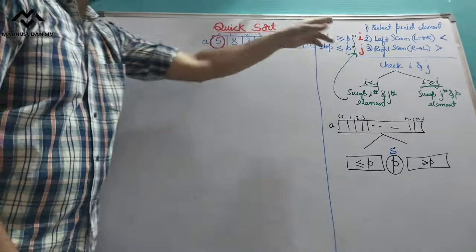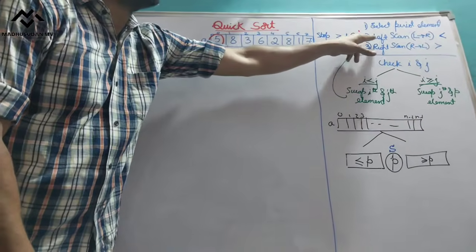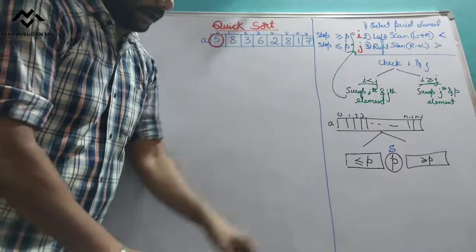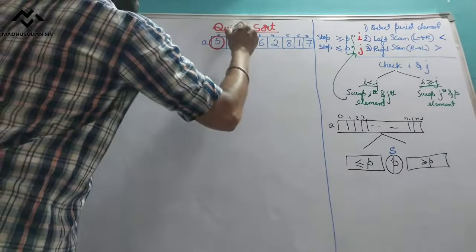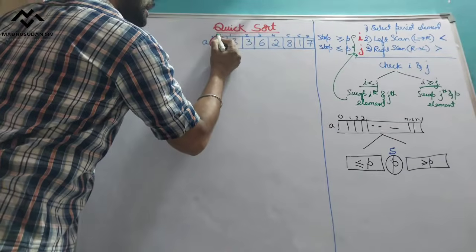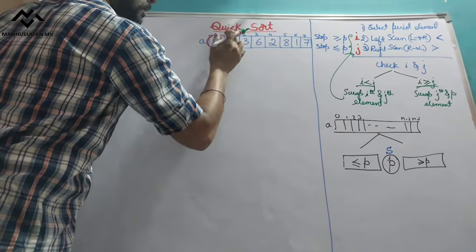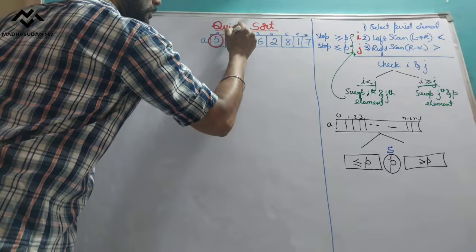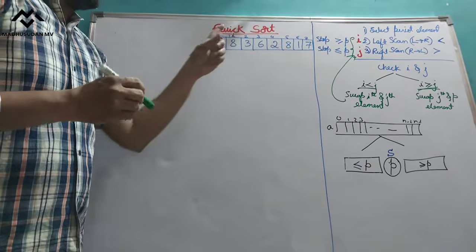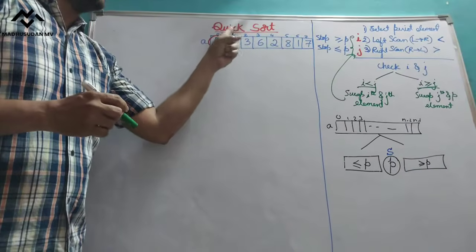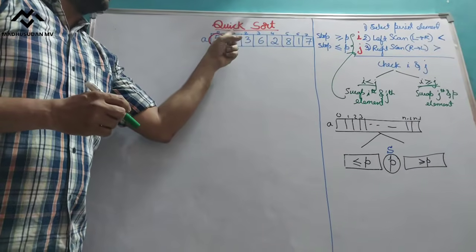Next, after selecting the pivot element, the second step is to consider the left scan. For the left scan, the index variable we took is i. Where do we have to start? From the position next to the pivot element. From this next position, I am taking i. So remember, i and j are the indices. Now i is 1, so the ith element is 8.